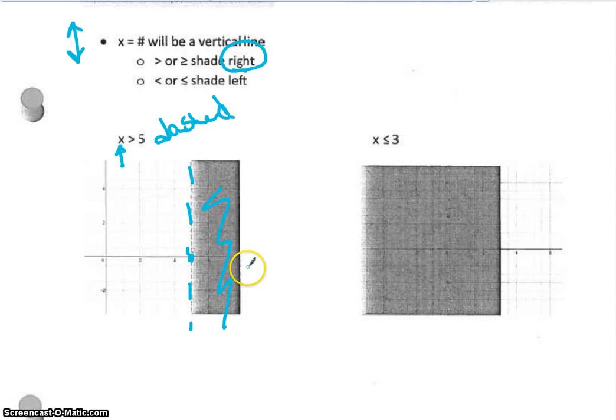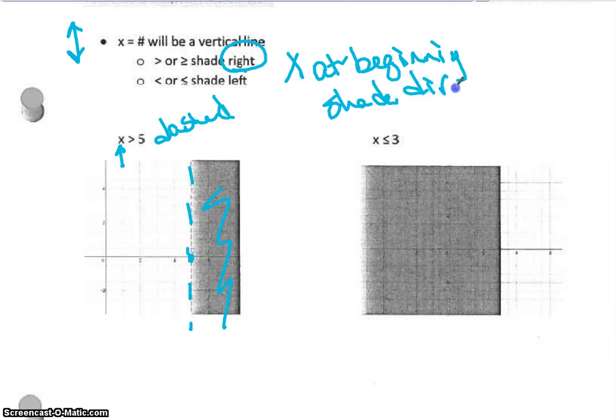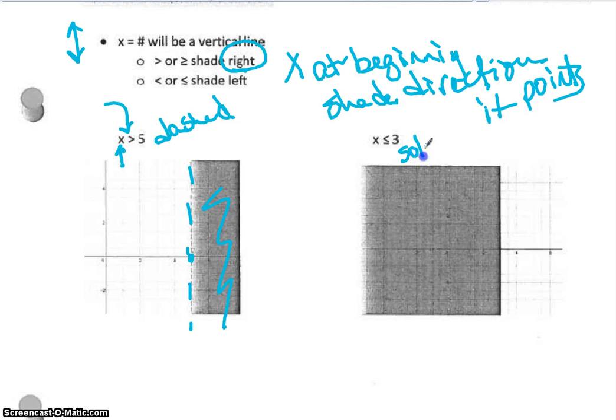Another thing you could do is realize that as long as x is at the beginning, you would shade the direction that it points. So if you were to turn this right here into an arrow, it points to the right, you shade to the right. So x is less than or equal to 3. This one is going to be solid. You go to where x is 3 to make your dot. You have a solid vertical line, and it's pointing to the left, so you shade to the left.